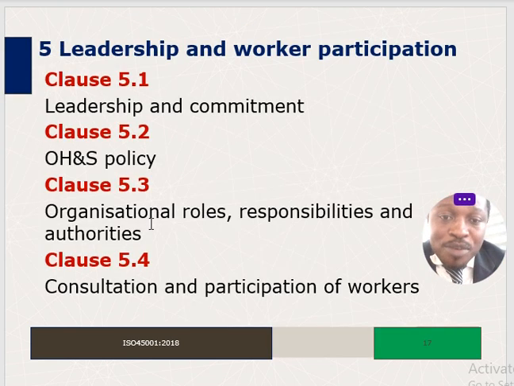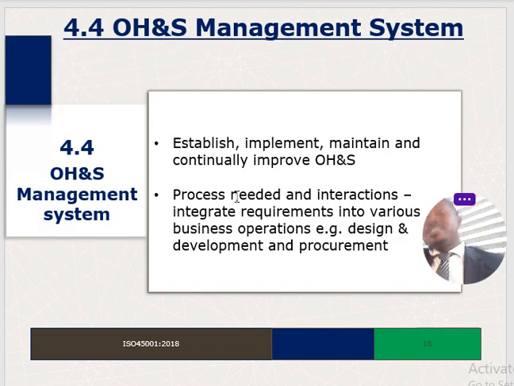Let's go to clause 4.4. Clause 4.4 talks about the management system itself. It talks about establishing, implementing, and maintaining a continuously improved OH&S management system. It also talks about the processes needed and their interaction. So clause 4.4 basically talks about how you are going to structure your management system. Let's say you have a manual, forms, and procedures; how you structure all of this to achieve a continuously improved OH&S management system is what clause 4.4 talks about.